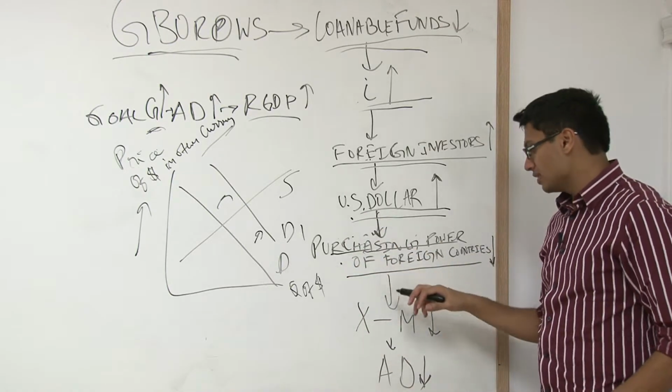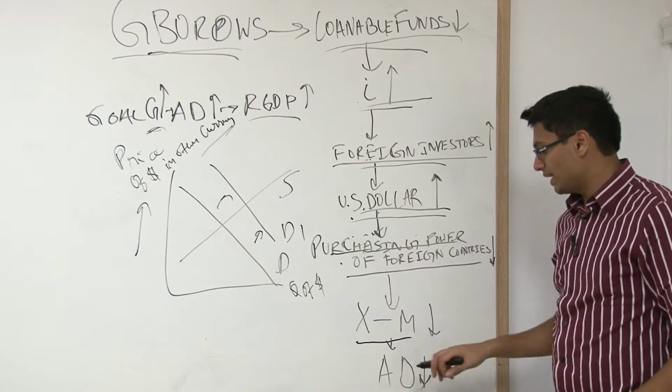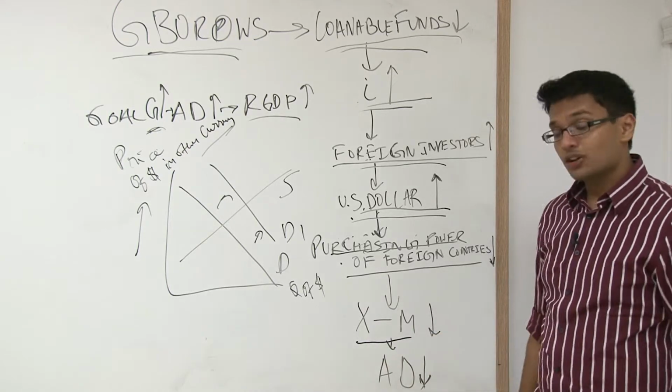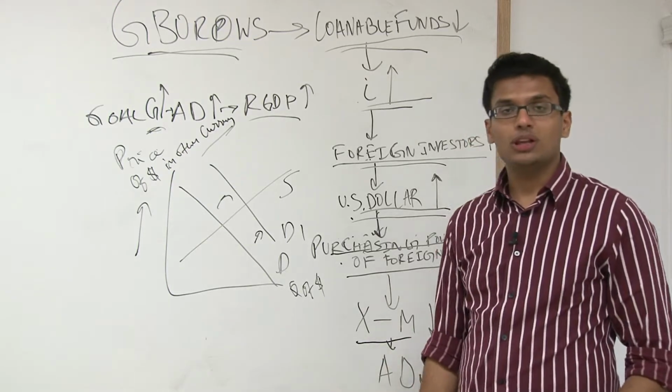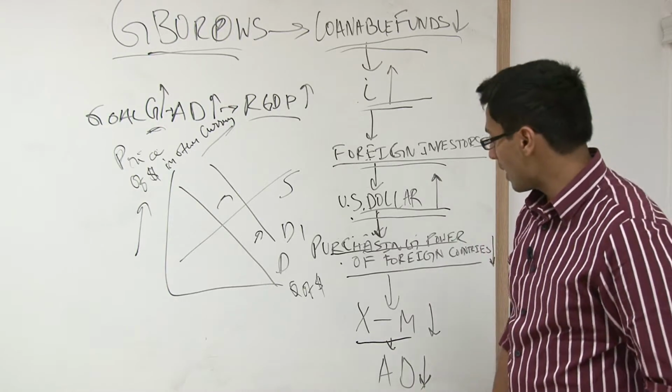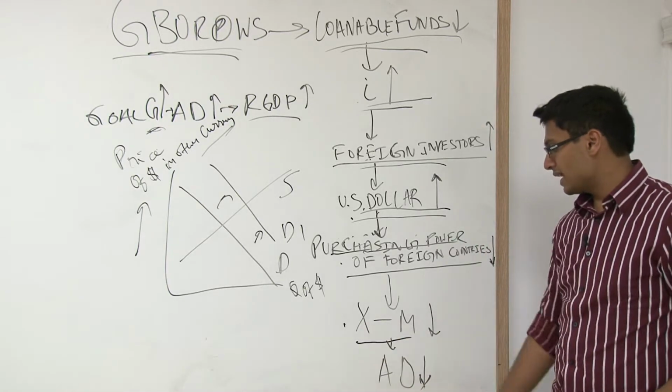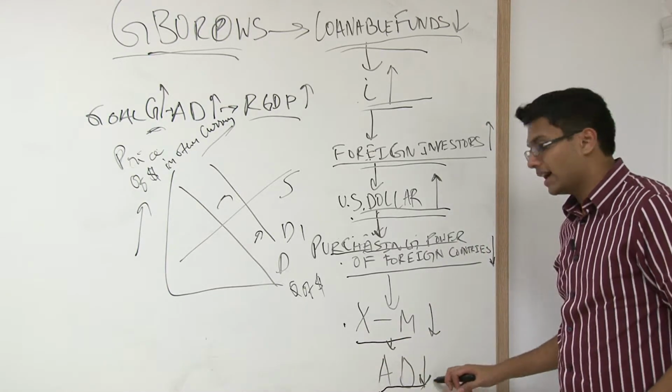So when the US dollar becomes stronger, the purchasing power of the foreign countries decreases. When that happens, the exports decrease, so net exports comes down because countries can't buy as much anymore of the United States products. So if the net exports comes down, of course, the AD comes down, okay?